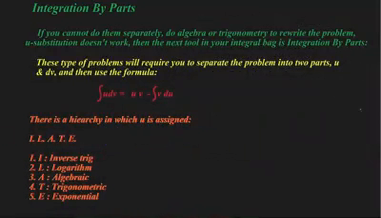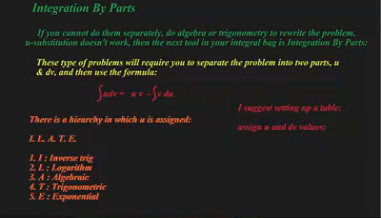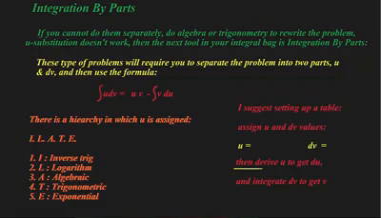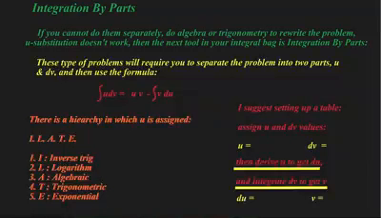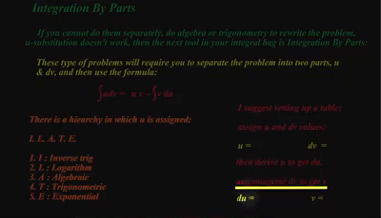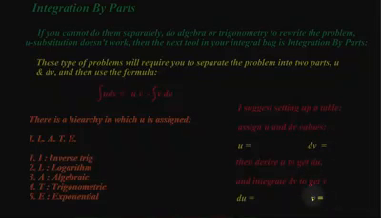So what you're going to do is go through and assign your u, and assign your dv. And I recommend you do a little table. And then once you assign what your u and your dv are, you're going to derive u to get du, and you integrate dv to get v. One more time. You're going to derive this u to get the du term, and you're going to integrate this dv to get a v term. You don't need a plus c here. We're just trying to figure out what v is here.